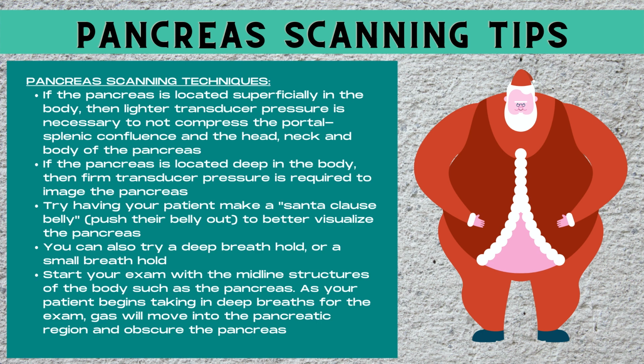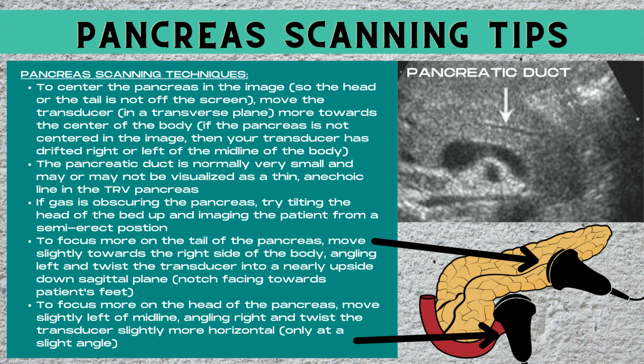It's really important when imaging the abdomen to start your exam with the midline structures of the body, such as the pancreas and the aorta, because as your patient begins taking in deep breaths for the exam, gas is going to be moving into the pancreatic region, and it's going to obscure the pancreas. To center the pancreas in the image so that either the head or the tail is not off the side of the screen, you want to slide the transducer in a transverse plane more towards the midline or center of the body. When the pancreas is not centered in the image, it means that your transducer has drifted too far to the right or the left of the midline of the body.